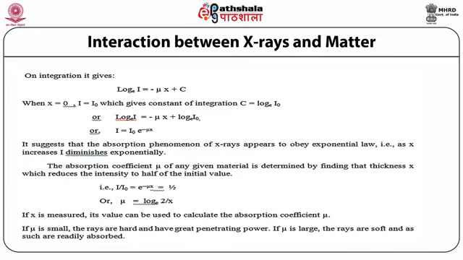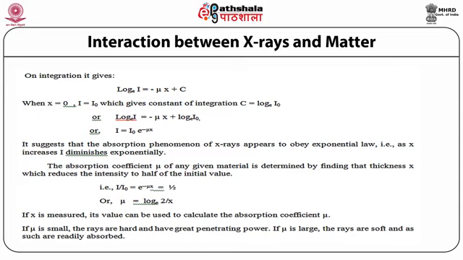The absorption coefficient mu of any given material is determined by finding that thickness x which reduces the intensity to half of the initial value. That is, I by I0 is equal to e to the power of minus mu x, which is equal to 1 by 2, or mu is equal to log 2 by x. If x is measured, its value can be used to calculate the absorption coefficient mu.